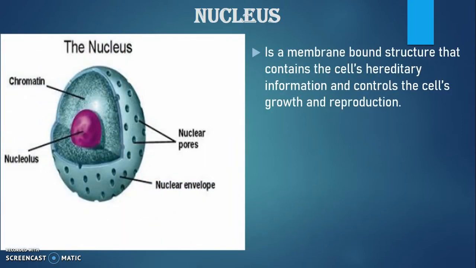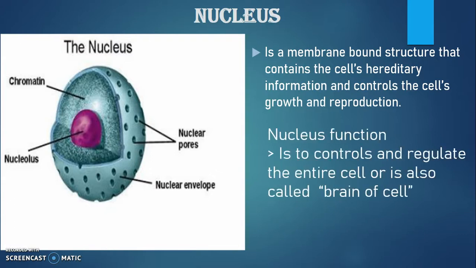The nucleus is a membrane-bound structure that contains the cell's hereditary information and controls cell growth and reproduction. It is an important part of the cell, exerting a controlling influence on cell activities. It's usually a spherical or oval structure mostly located in the center of the cell, and it is commonly the most prominent organelle in the cell. The nucleus is surrounded by a nuclear envelope, and its function is to control and regulate the entire cell, or the brain of the cell.